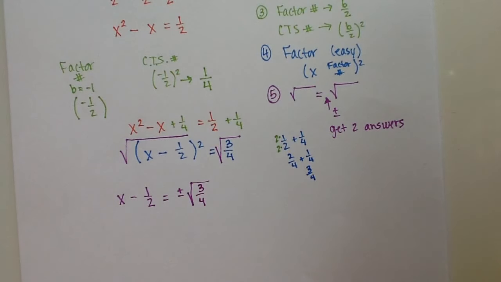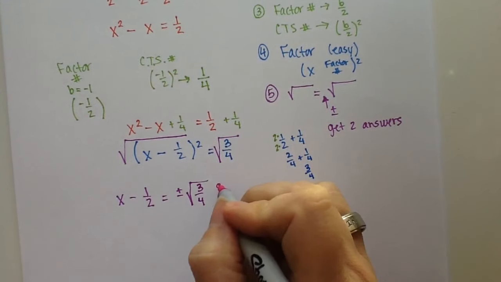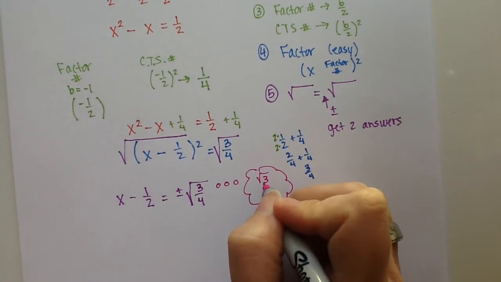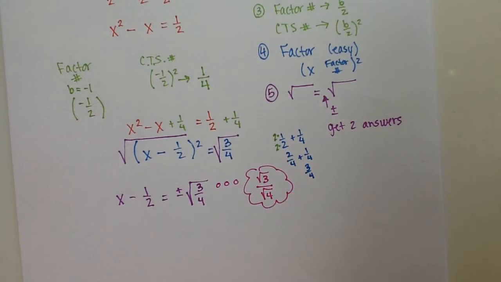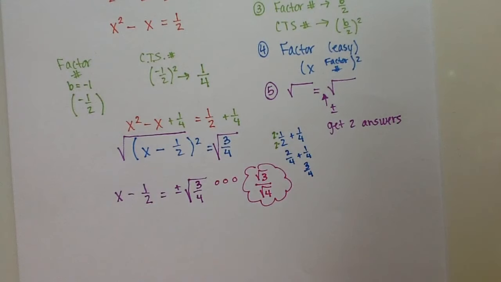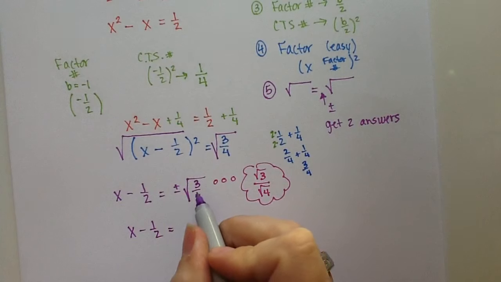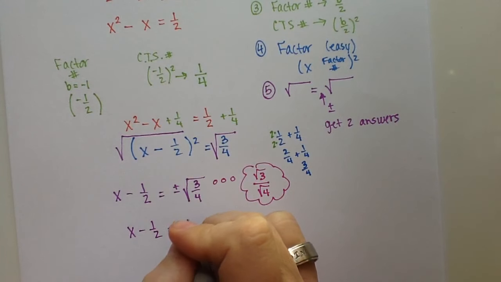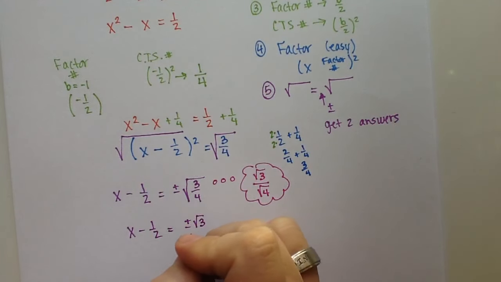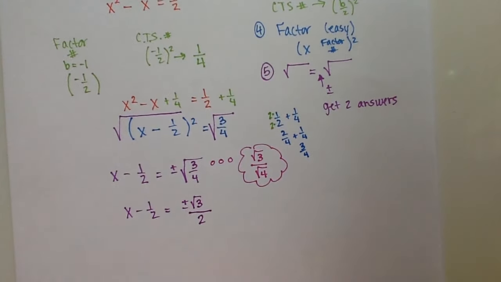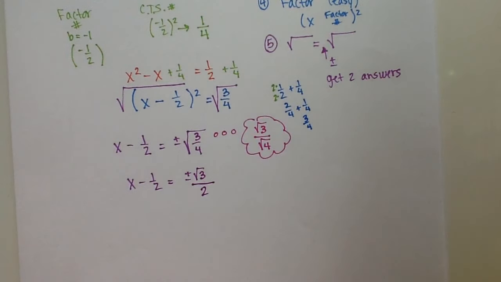Now when you see the square root of a fraction like that, I want you to think about it like it's the square root of 3 over the square root of 4. So that's going to help us simplify it. The square root of 3 doesn't simplify, so we just leave it plus or minus the square root of 3. But the square root of 4 simplifies to be 2. So now I have plus or minus the square root of 3 over 2. And I still have to solve for x and get my two answers.